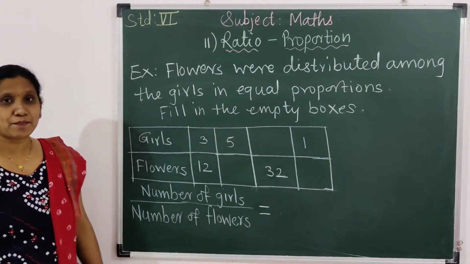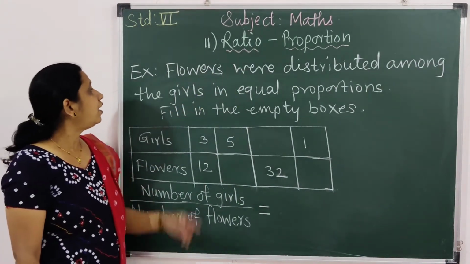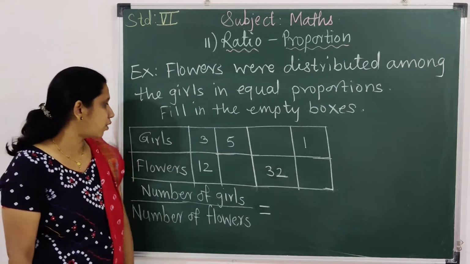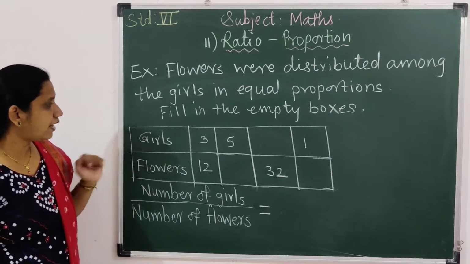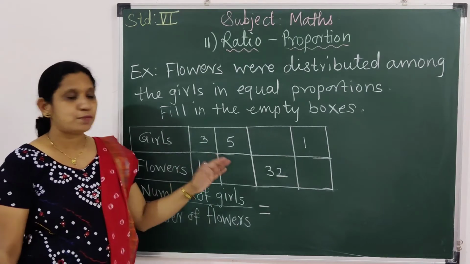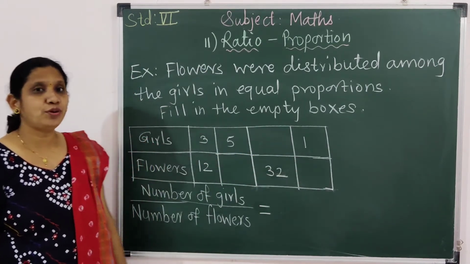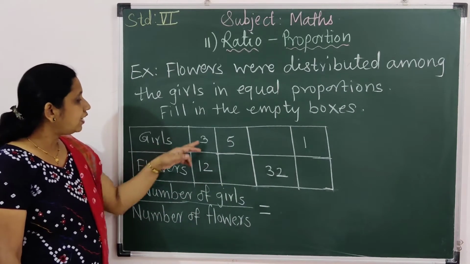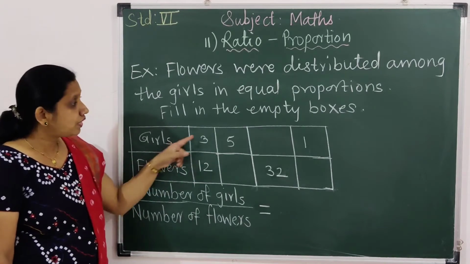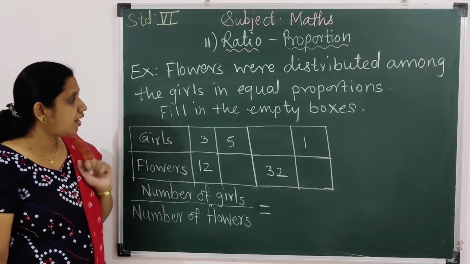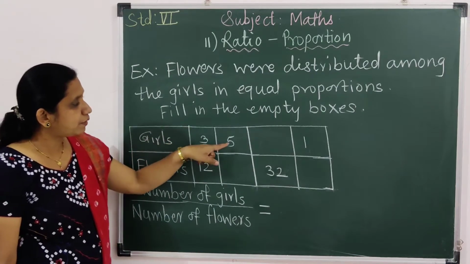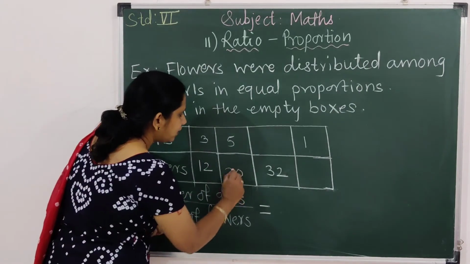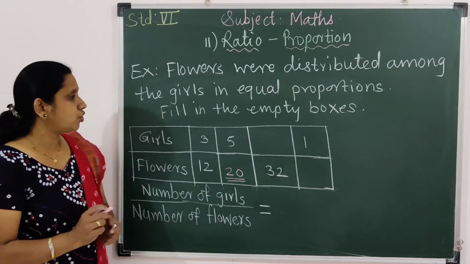Let's study the example. Flowers were distributed among the girls in equal proportions. So we have to fill in the empty boxes. See, the girls are given and flowers are given and some empty places have been given. We have to find those numbers. So the number of girls is 3. 3 girls got 12 flowers. So 3, how many is 12? 3 fours are 12. It means we have to multiply here also by 4. 5 fours are 20. So here in the box the number will be 20.